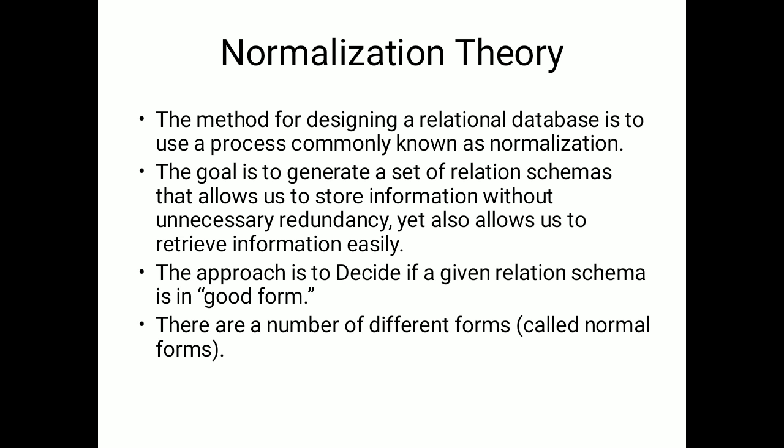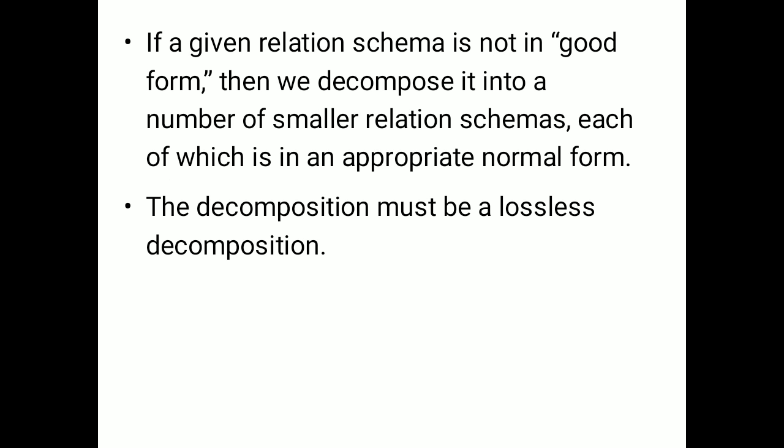Now for this good form, there are different forms in database to suggest that the given database is normalized. These forms are called as normal forms. If a given relational scheme is not in good form, then we decompose it into a number of smaller relation schemas, each of which is in an appropriate normal form. So whenever we decompose or break the single relation into more than one, we have to check whether all the relational schemas are in the appropriate normal form to avoid the inconsistency.